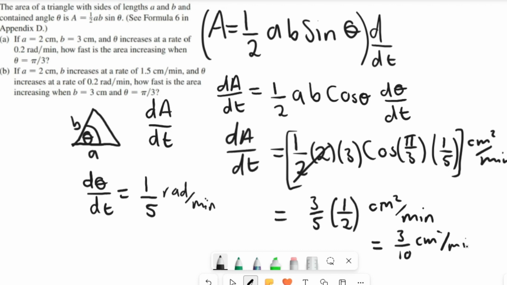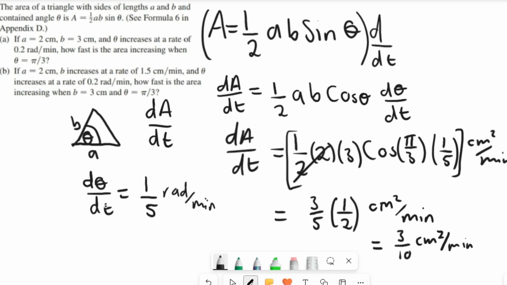Okay, centimeters squared per minute. Now this is how you do it if A and B are constants. Look at part B of this problem, number 8. B is increasing. You see, they say B is now increasing. This time around, B is no longer a constant. So we're going to consider B and theta, both of them, as variables. They say A is 2, B is increasing at this rate.